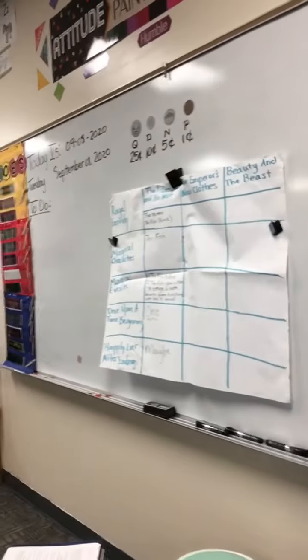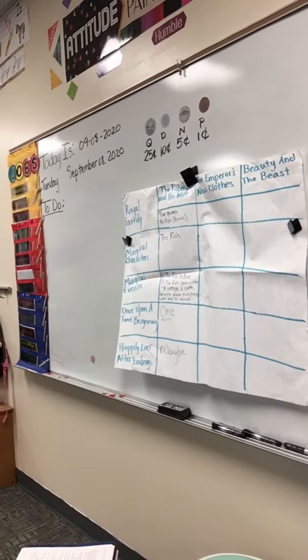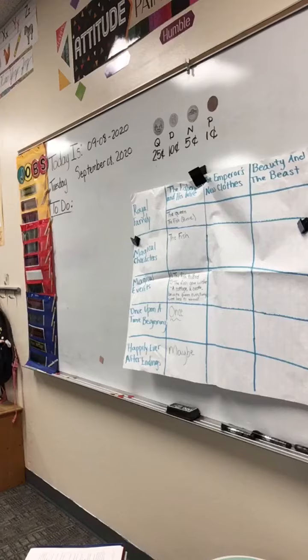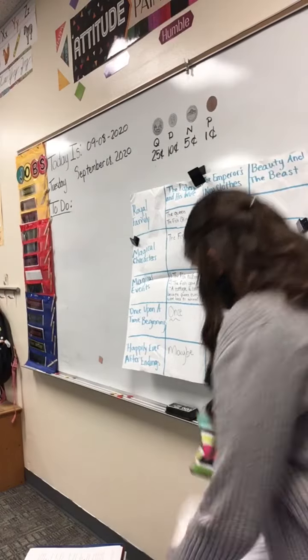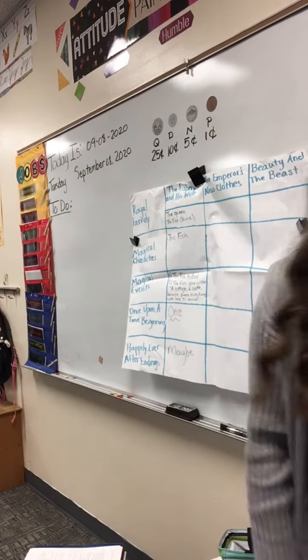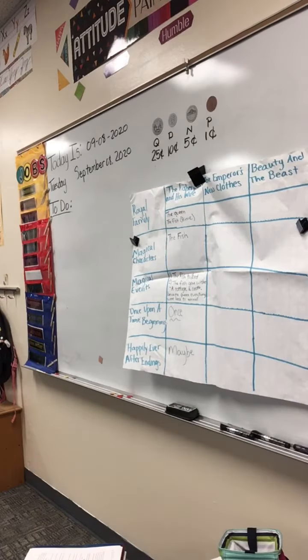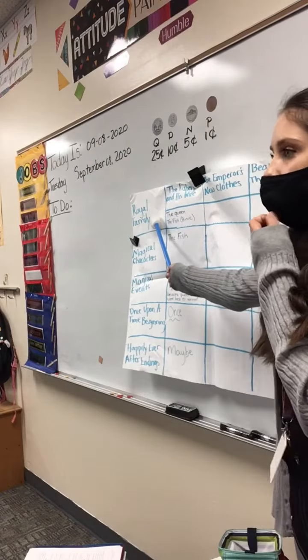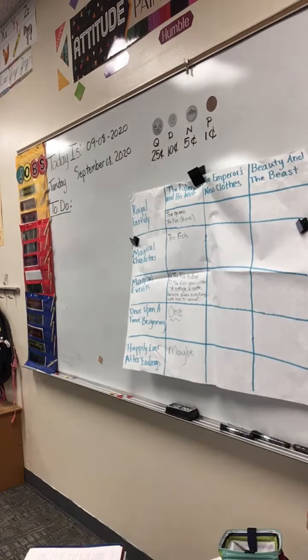Okay, so today we are going to be reading a story called The Emperor's New Clothes. Okay? Quickly, let's review the parts of a fairy tale. The first thing in a fairy tale is that it has a royal family. Who is the royal family from The Fisherman and His Wife?